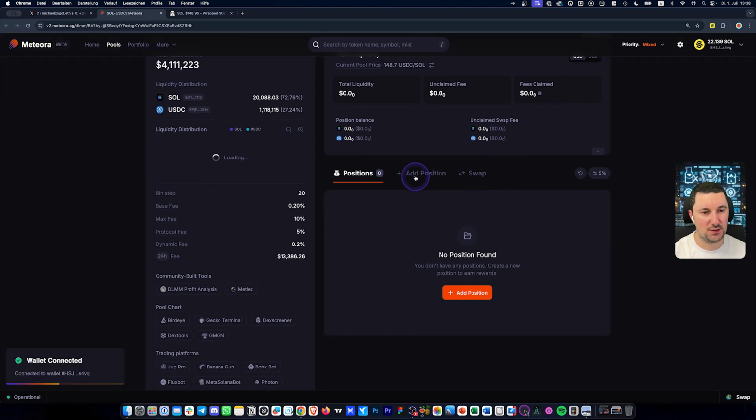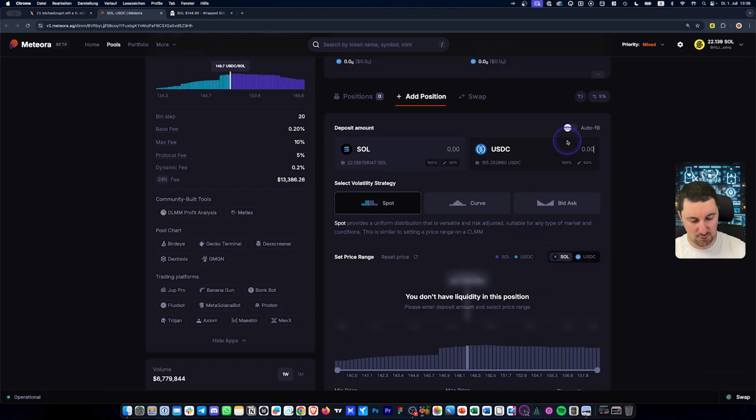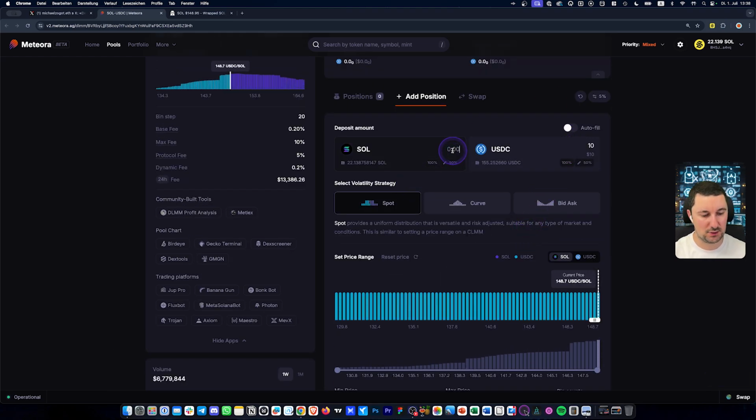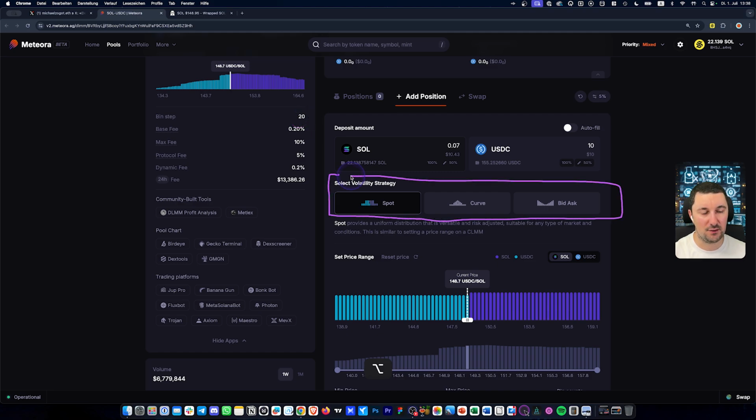So let's create a position and we will add liquidity to it. Let's go with $10 in USDC and $10 in SOL. The bin step was our first decision, and our second decision will be the volatility strategy here underneath. And this is the next great feature and possibility where you can shape your liquidity within a position.